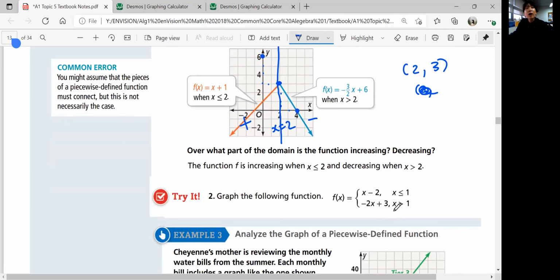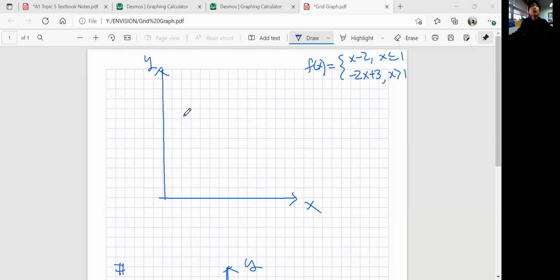So try number 2, graph the following function here by yourself and see if you can do it by yourself. Oh, this one, they're not going to be continuous. So why don't I explain it to you as well? Okay, so in this graph, first we're going to graph y is x minus 2, right? The first one.